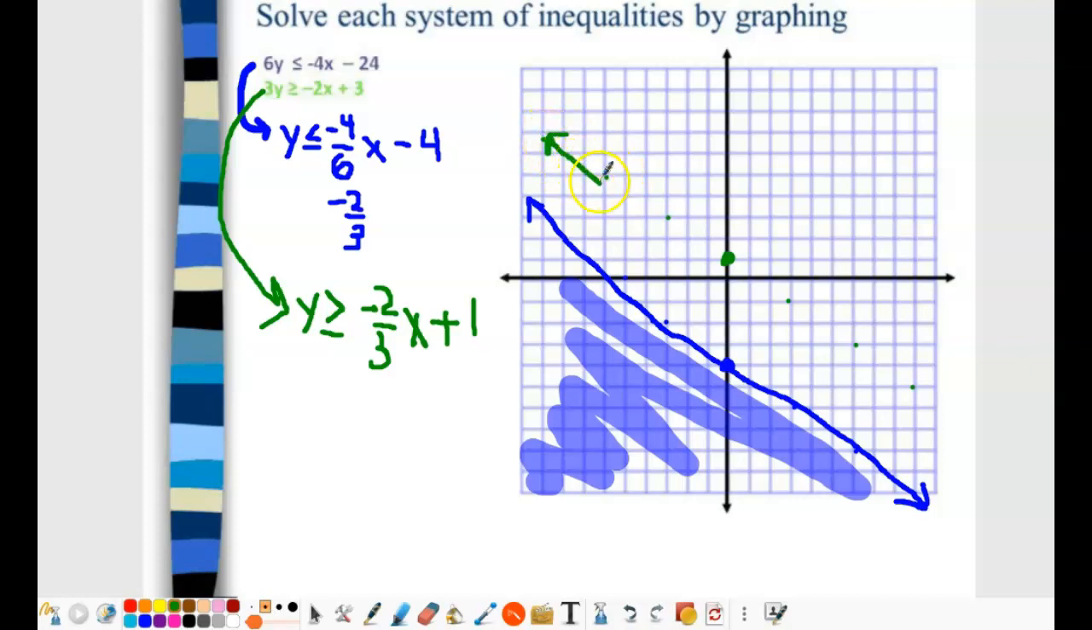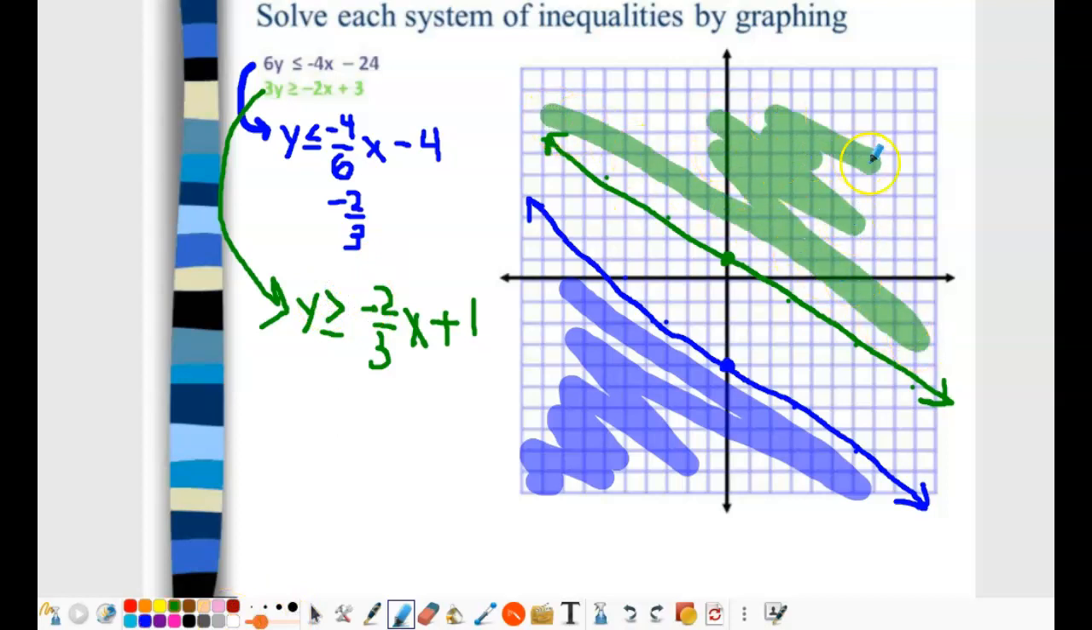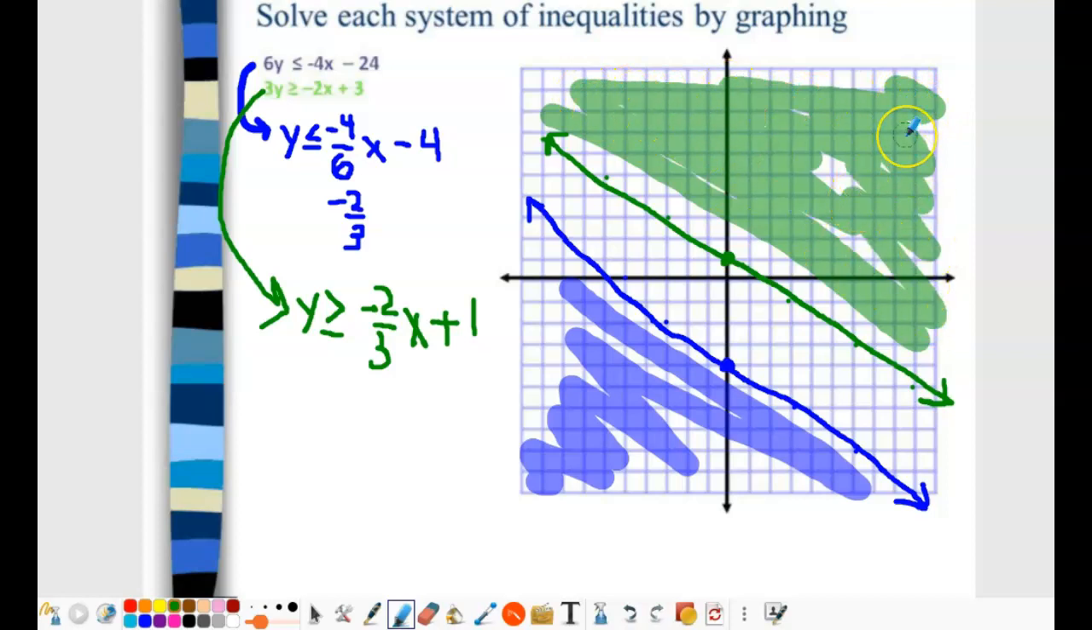Both lines are solid. If my slopes are the same, they are parallel. So in order to have a solution, the green line either needs to be shaded below, but because the green line is shaded above, does my shading overlap? No. Exactly. So it's no solution.